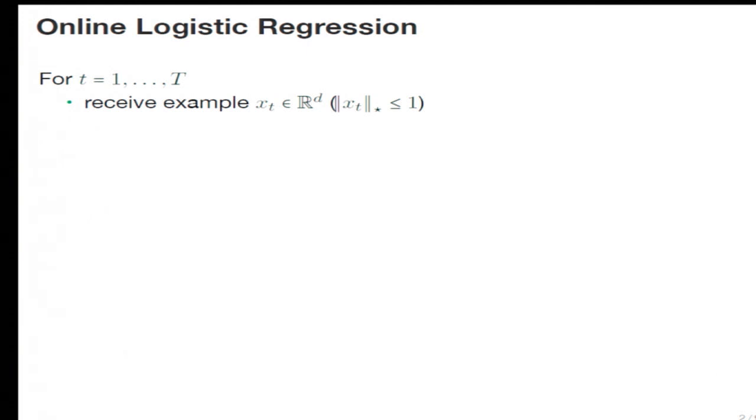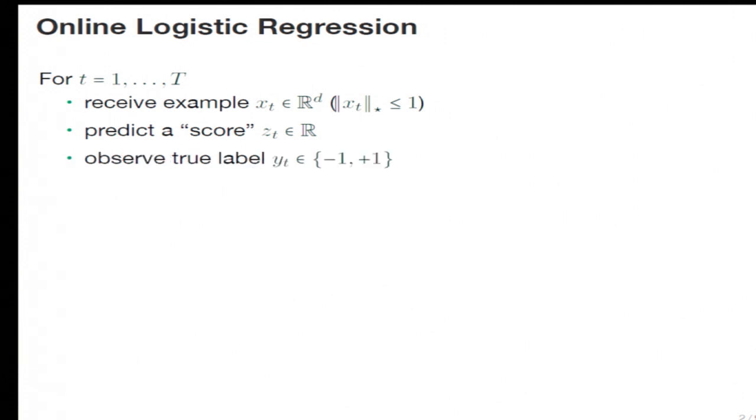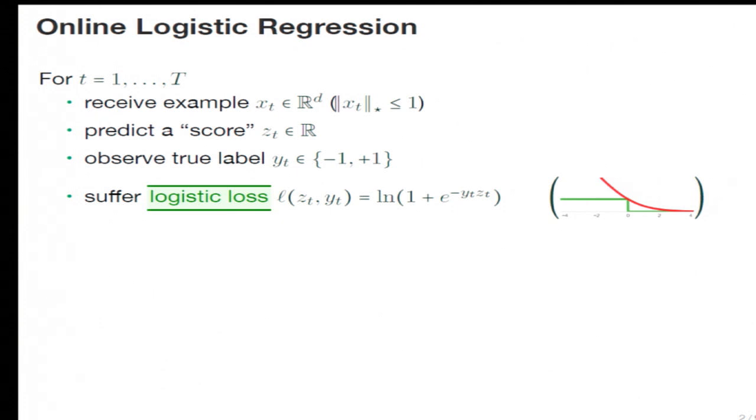For t time steps, we do this process where we receive a feature vector in R^d. We predict some real-valued score that says, say, how much we like class 1. We receive the true label, and then our performance is evaluated via the standard logistic loss.